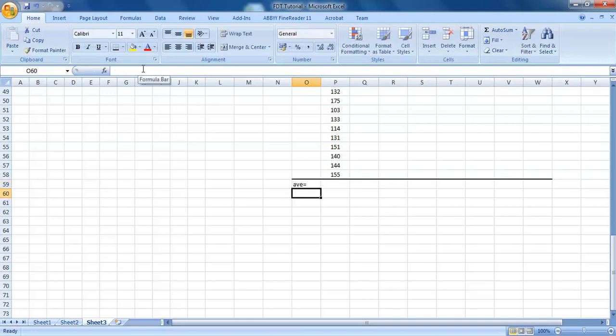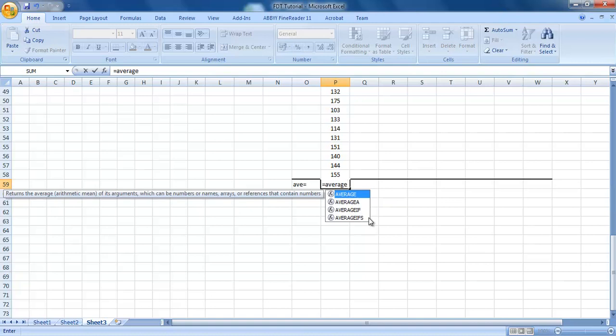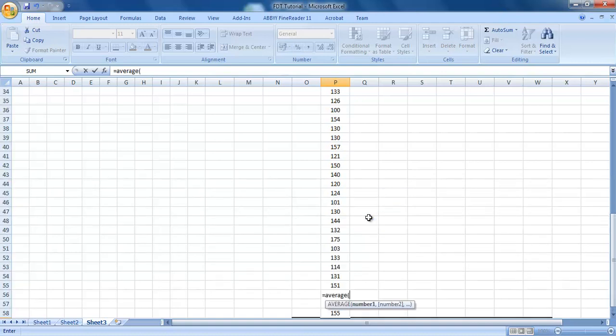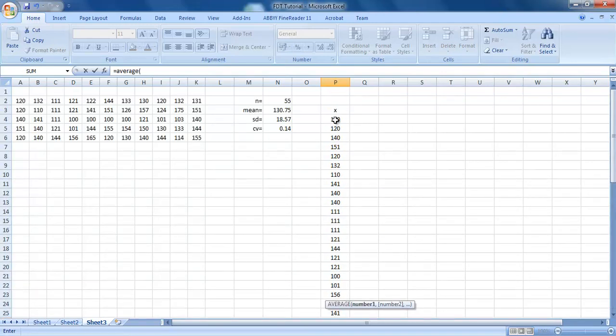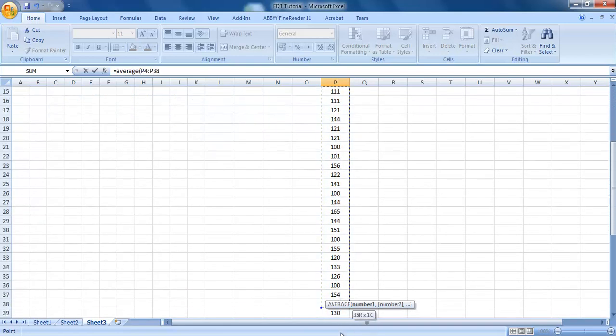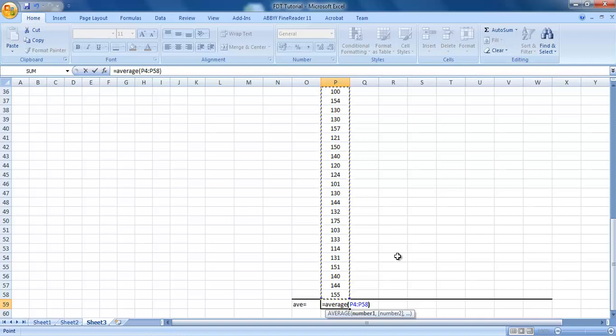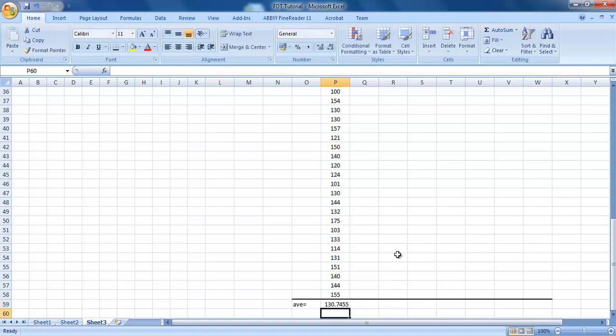I'm going to put a label first. So the mean is equal to the average of all the values. So enter. So there you go. So the mean is 130.7455.